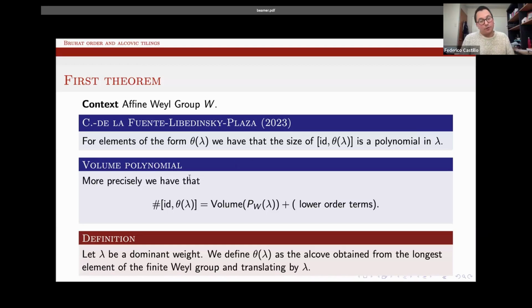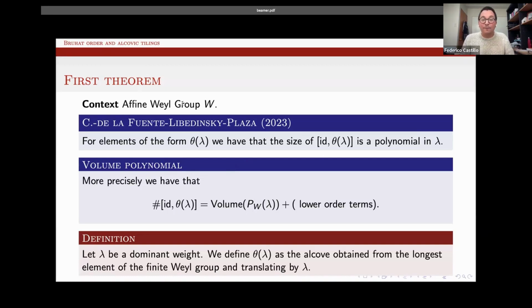And moreover, because of Ehrhart theory, it's related to the volume. So the volume of that polytope is also a polynomial in the lambda coordinates, and that volume is like the top degree. So, to a first degree approximation, this is the size of the Bruhat interval plus some lower order terms. Okay, so this is something that we prove.